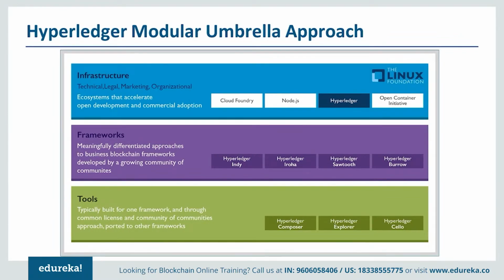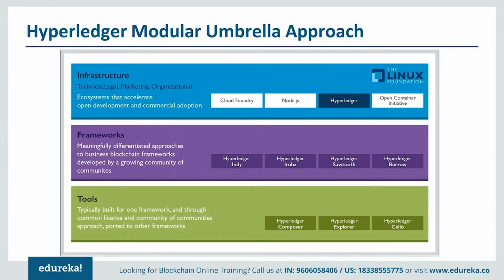Hyperledger Fabric is promoted by IBM and Hyperledger Sawtooth is promoted by Intel, but they are all open source. So anyone can use anything. So even Intel can use Hyperledger Fabric, and even IBM can use Hyperledger Sawtooth. So that's not a problem. But the primary contributions are from these companies.